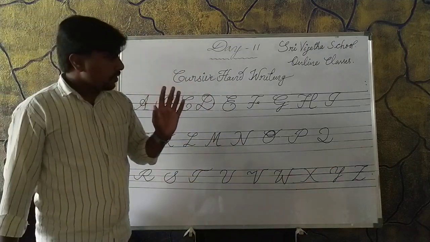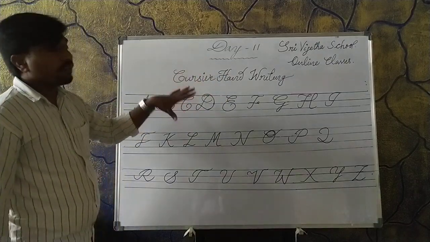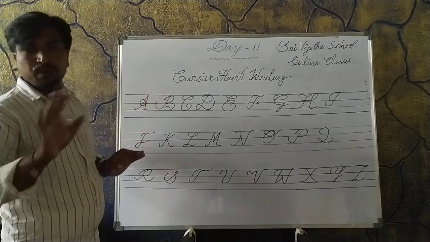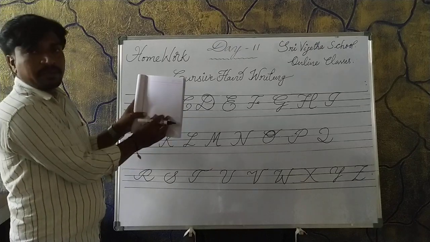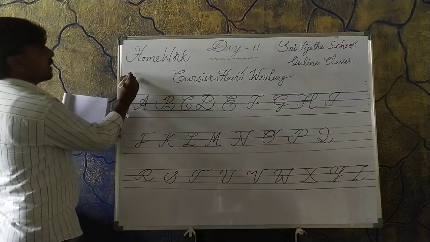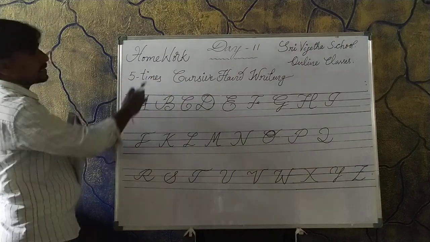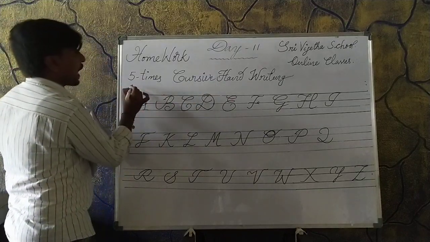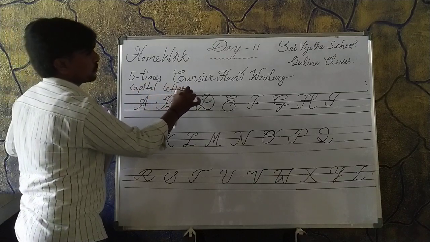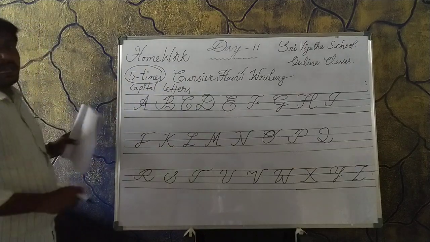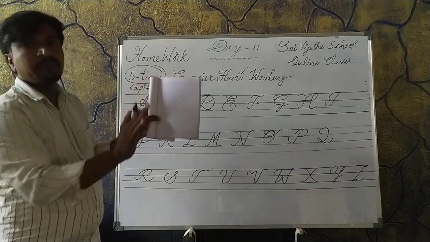So I give homework to you. Look at the letters, practice them and copy them 5 times in a fresh page of your notebook. Take a fresh paper and copy them 5 times. How many times do you have to copy? 5 times. So this is your homework. Today's homework is 5 times cursive handwriting capital letters. You have to copy them 5 times on a fresh paper.